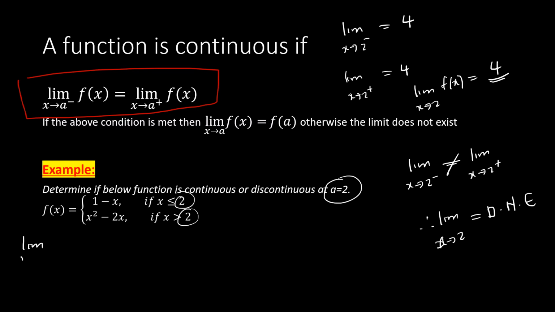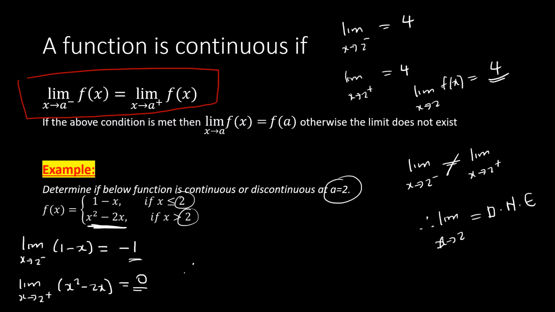Determine the limit as x approaches 2 from the negative side. What's the function of f of x? It's 1 minus x. We use the appropriate function. Now substitute 2. If I substitute 2, you can see my answer is minus 1. Now if I determine the limit from the positive side, the function for x approaching from the positive side is this one because it's greater than 2. If I substitute 2, I have 4 minus 4, which is 0.